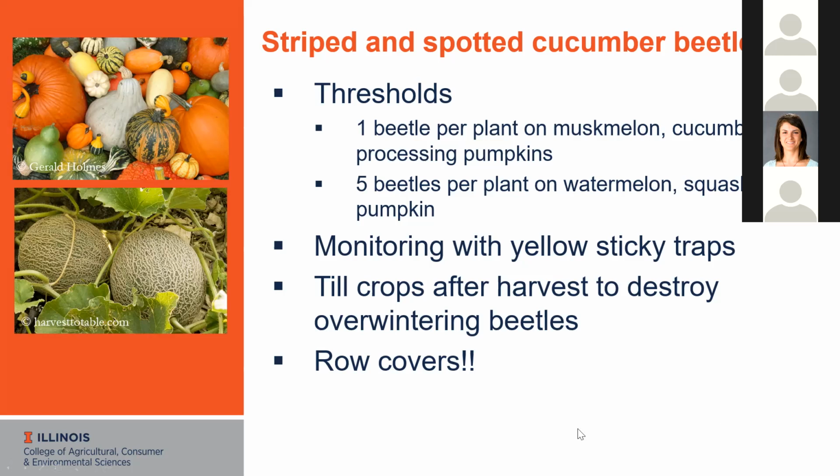And you can use yellow sticky traps to monitor for cucumber beetles and detect mass emergences. And so this is an easy way for you to do your scouting and monitoring. Now, additionally, it is important to till crops after harvest to destroy the overwintering beetles. The use of row covers for insect exclusion is a very effective control technique, and I'm going to talk about that a little later. So I'm not going to go over any of that just yet.